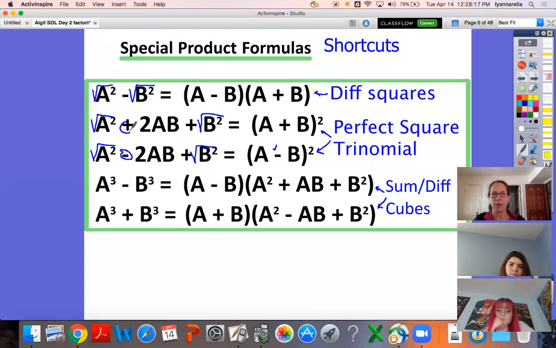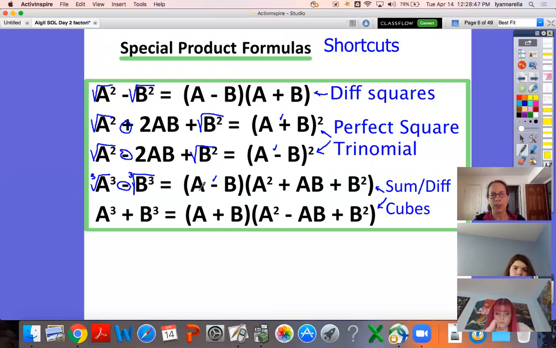If you have a positive here, it goes here, but you put parentheses around it and say squared since there's that middle term. And then the cubes, you take the cubed root of the first term and the cubed root of the last term. The cubed root of a cubed is a, the cubed root of b cubed is b. Whatever this sign is, it's always the first sign. And then the second one is always the opposite of that. So if this is minus, this is plus.